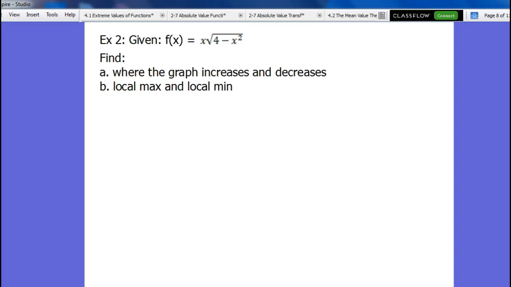Okay, given f of x equals x squared root 4 minus x squared, find where the graph increases, decreases, and has your local max and min. The process for this is always going to be the same. Find your derivative, find your critical points, get yourself a sign chart, and then you can answer any question you want. So, f prime of x is the first times derivative of the second.